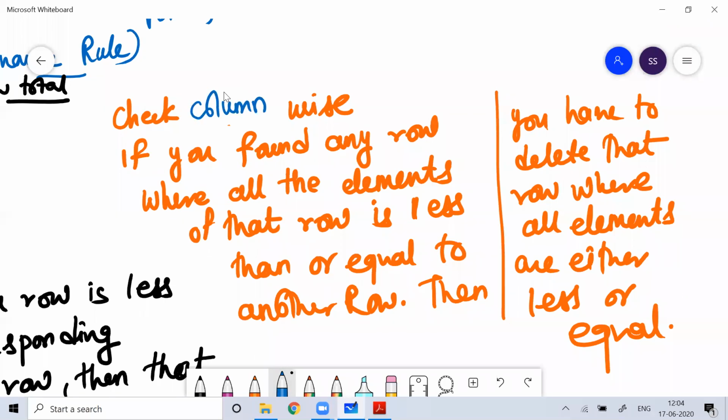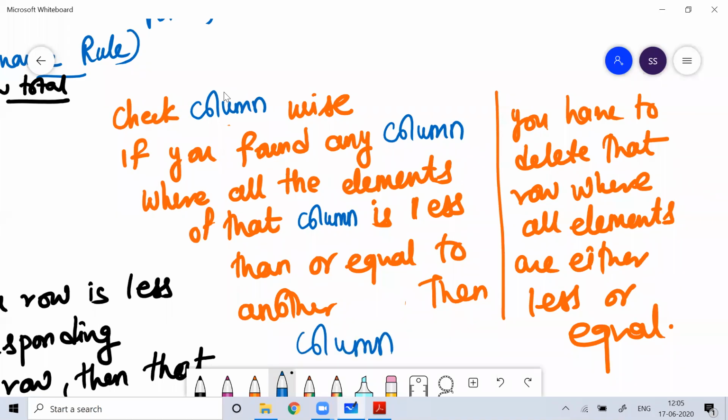Now check column wise, and I'll see if I find any column where all the elements of that column are less than or equal to another column, then you have to delete that column where all the elements are greater than or equal.